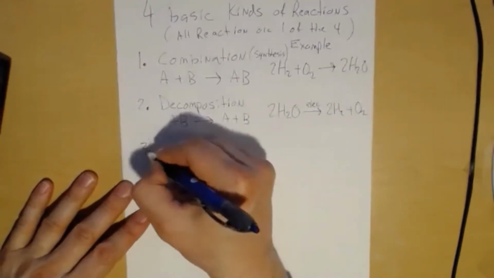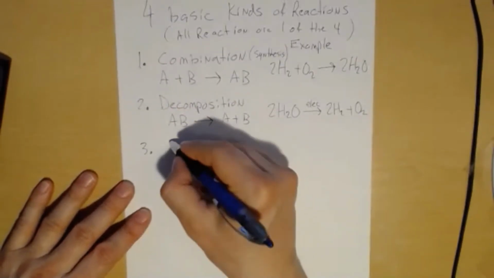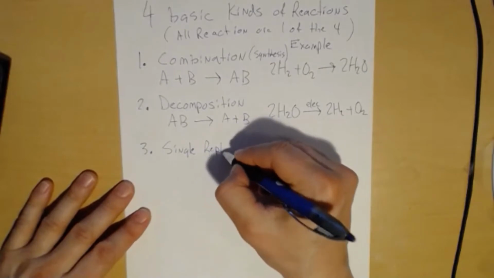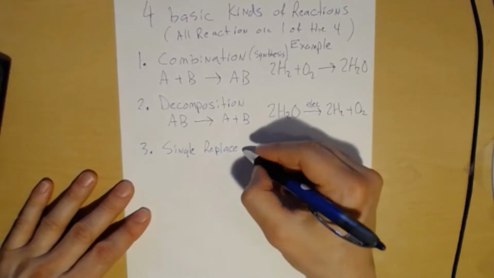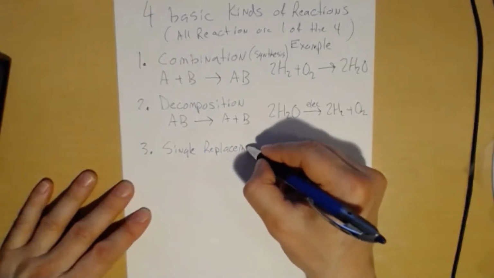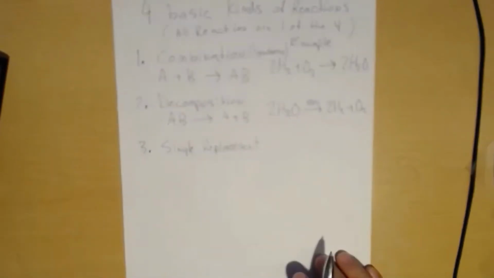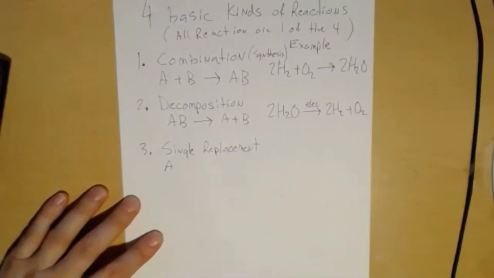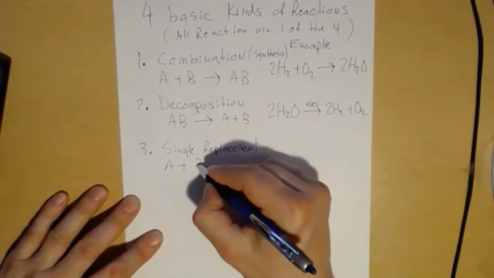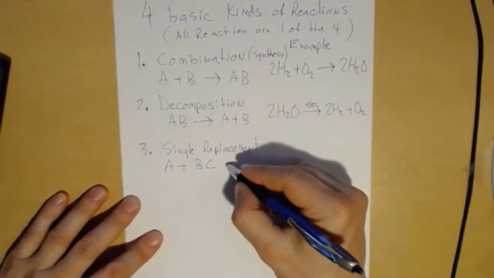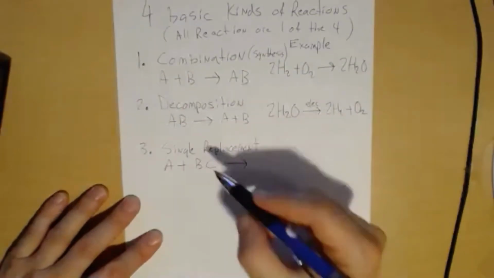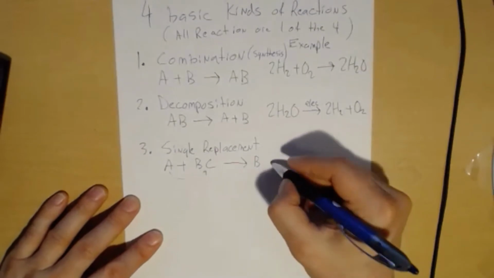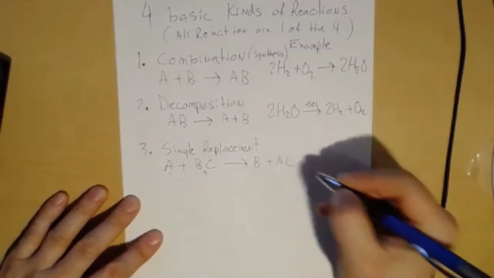The third basic kind is a single replacement. Sometimes it's also called a single displacement. I think it's just semantics and it doesn't matter at all. But it's one thing with 1 component reacts with something that has 2 components, and 1 component leaves and the other one joins. So A joins with C and B gets left alone. So B is by itself and now we have A with C.